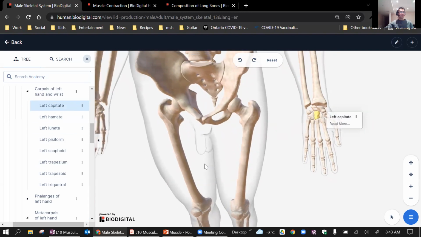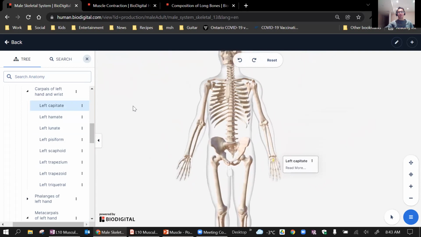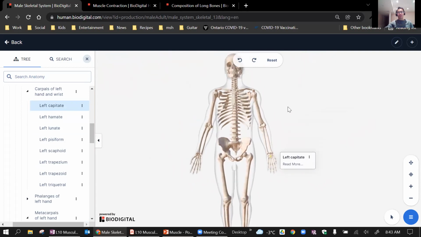And we have irregular bones. Irregular bones are bones that look strange in shape. It doesn't really fit in other categories. Does anybody have examples of irregular bone for me?